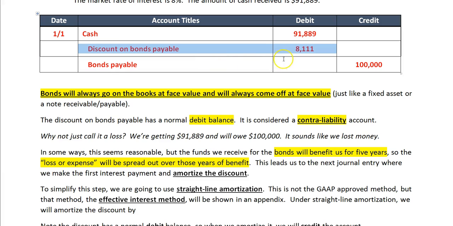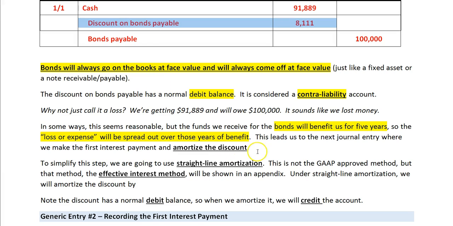Over the entire life of the bond, we have to write this discount off, or this thing that we almost want to call a loss. We have to write it off over time. So we're going to amortize the discount. Basically, it works just like depreciation. We're going to see the method here is called straight line amortization. It works just like straight line depreciation.